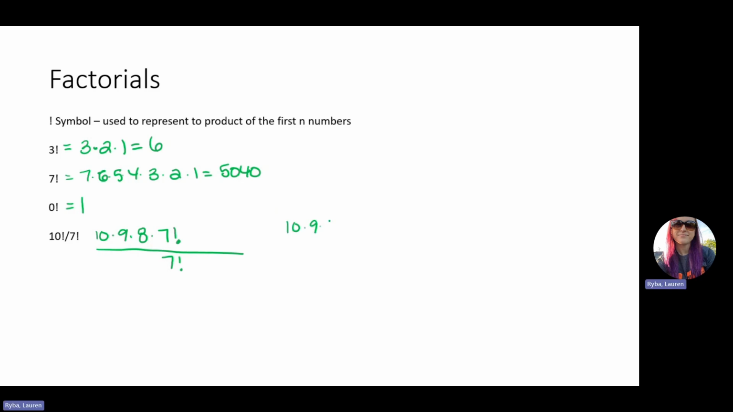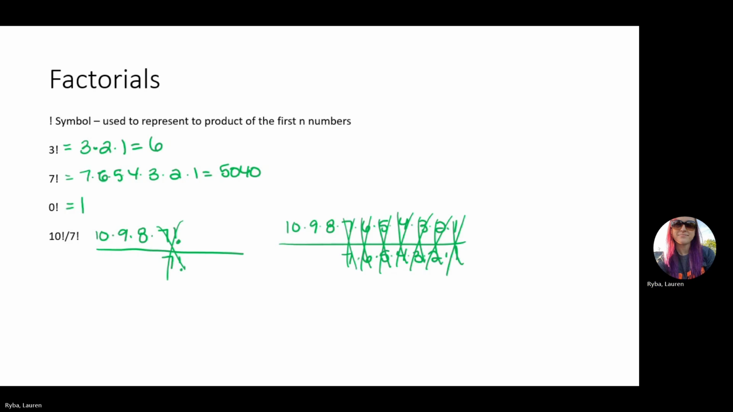If I didn't, it would be 10, 9, 8, 7, 6, 5, 4, 3, 2, 1 over 7, 6, 5, 4, 3, 2, 1. I'm just trying to save you a little bit of writing here to see that 7 factorial is on both, so I can cancel that out, because the same thing is happening here: the 7, 6, 5s, 4s, 3s, 2s, and 1s cancel out. That leaves me with 10 times 9 times 8 for a final answer of 720.